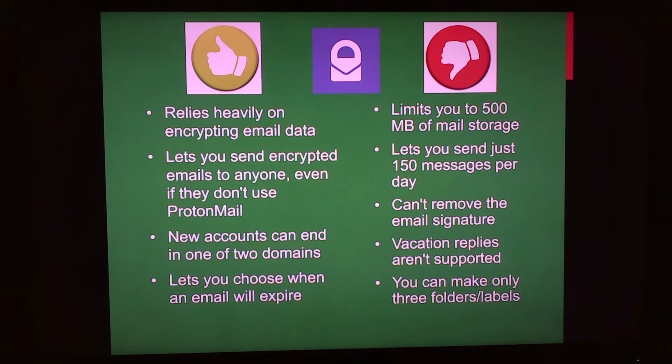It lets you send encrypted emails to anyone, even if they don't use Protonmail. New accounts can end in one of 2 domains, meaning it doesn't have to be protonmail.com, it can be something else. It lets you choose when an email will expire. That means if you send something out to somebody, after so long of it having been sent, they won't be able to access it. You might find it in your sent folder, but anyway, you remember Mission Impossible, how the message is burnt after reading or listening to? Kind of like that, I guess.